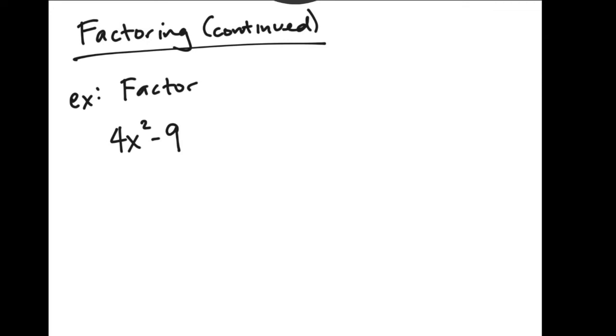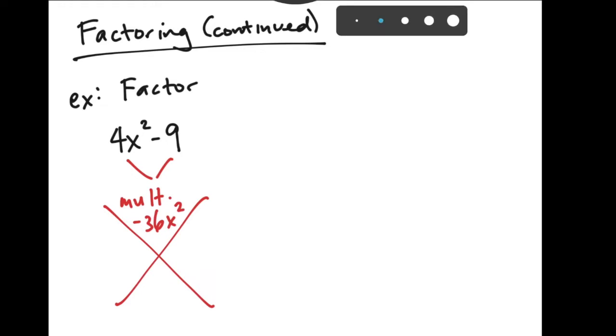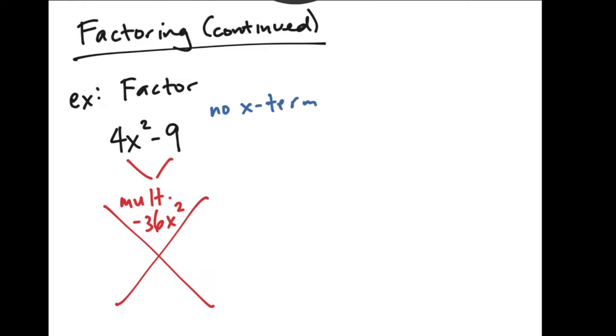Factoring, and I'm going to use the CPM method. So if you remember the CPM method, we take the first and the last, and we're actually going to multiply them. And on the diamond problem, that is negative 36x squared. Notice that there is no x term, which is usually the middle term. Because there is no middle term, it's actually going to be a 0x.